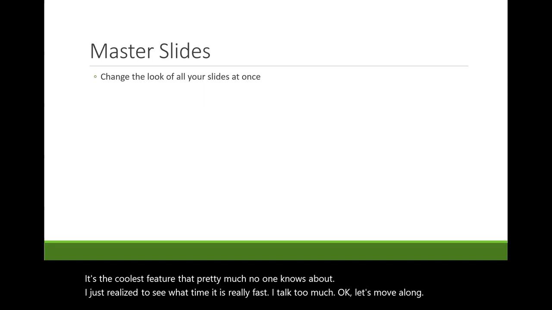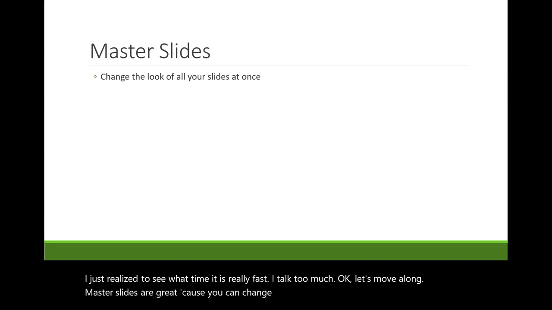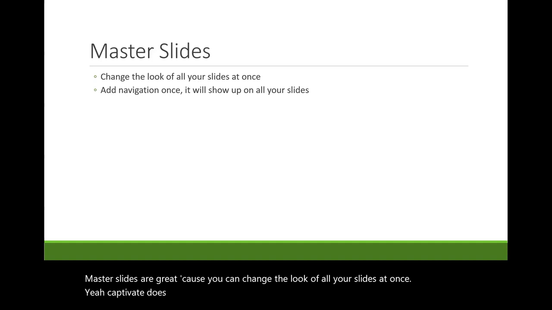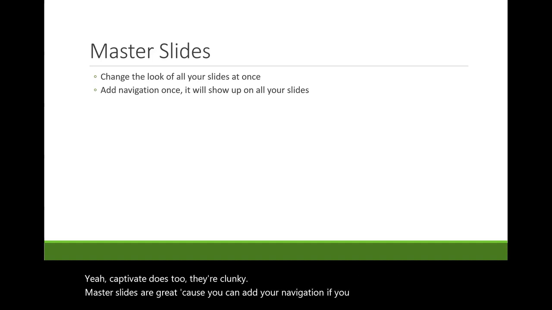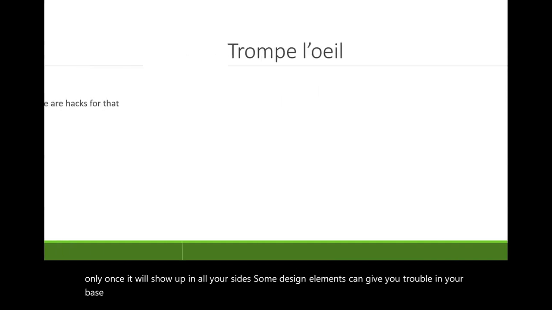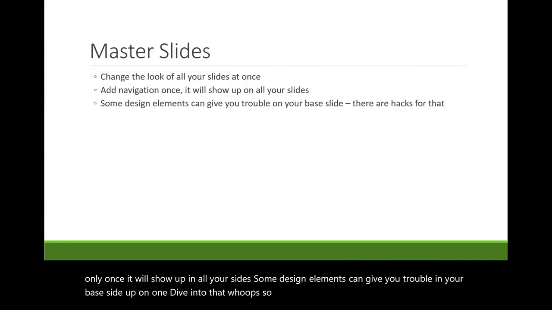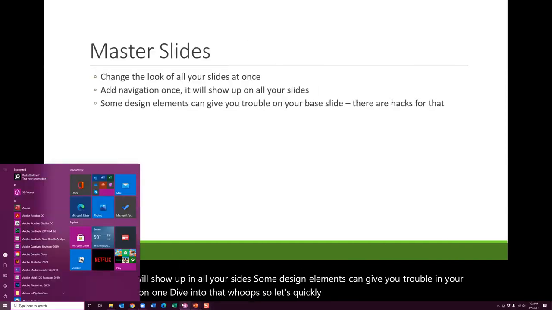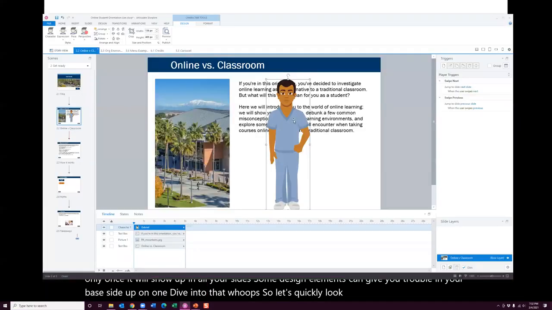Master slides are great because you can change the look of all your slides at once. Yeah, Captivate does too. They are clunky. Master slides are great because you can add your navigation. If you have custom navigation only once, it'll show up on all your slides. Some design elements can give you trouble on your base slide. I probably won't dive into that. So let's quickly look at master slides. Okay, master slides are amazing.